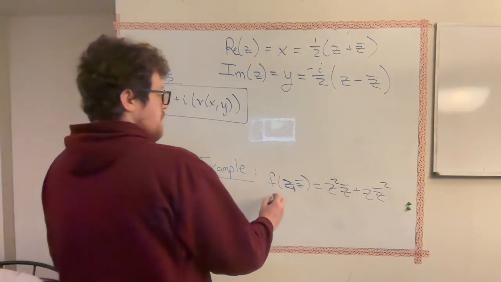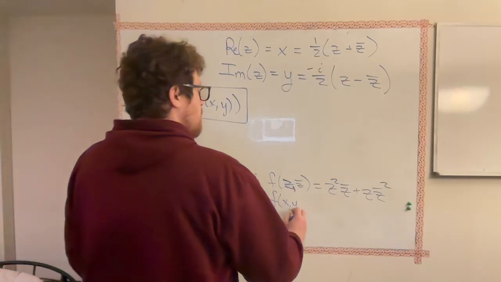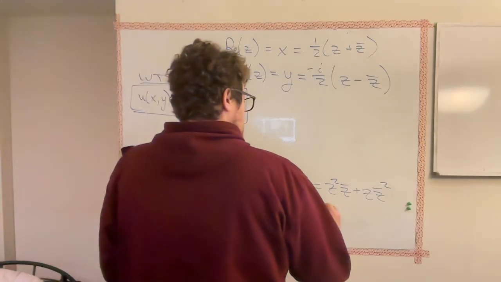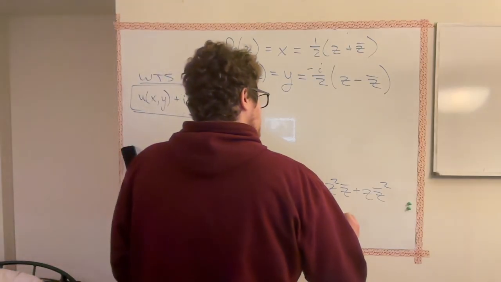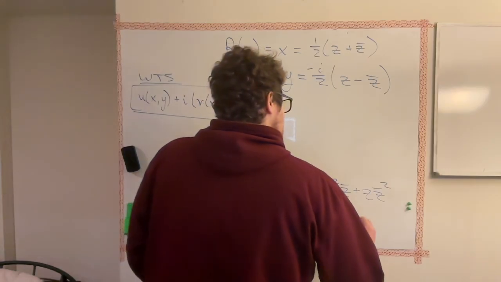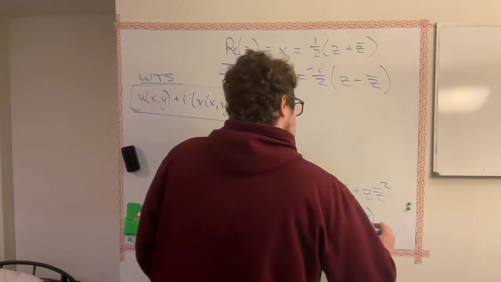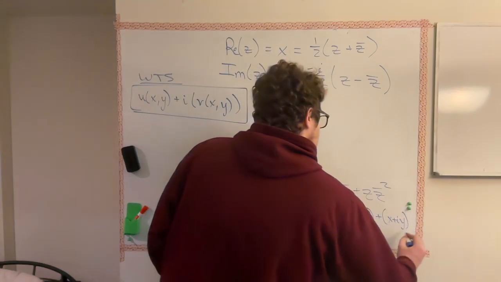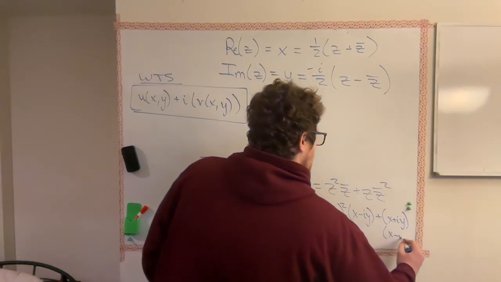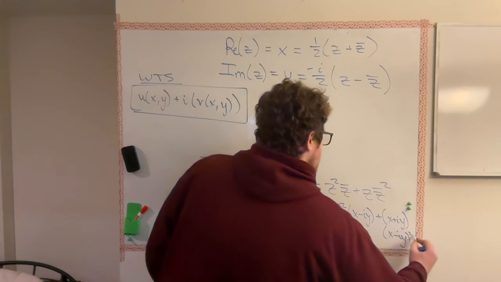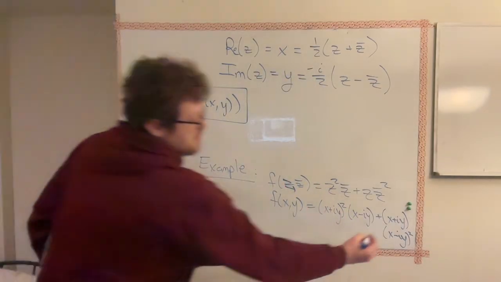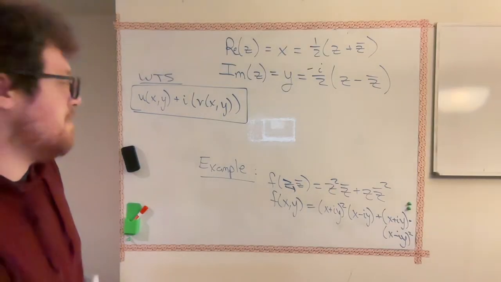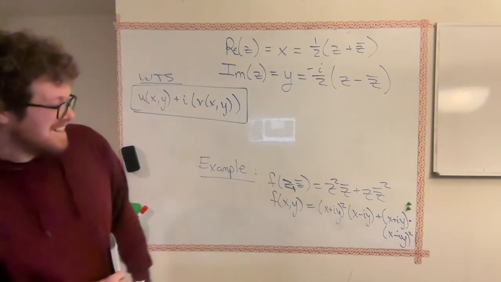So f of xy should be, yeah, okay, we're good. It's x plus iy squared times x minus iy, plus x plus iy times x minus iy squared. So this is multiplication at the end. So yeah, okay, got it at the last second.